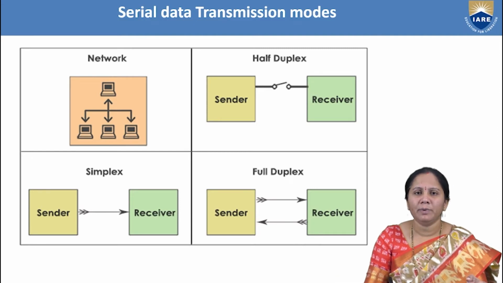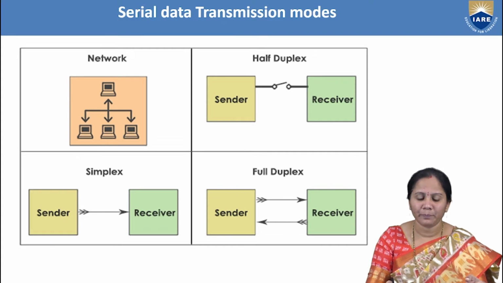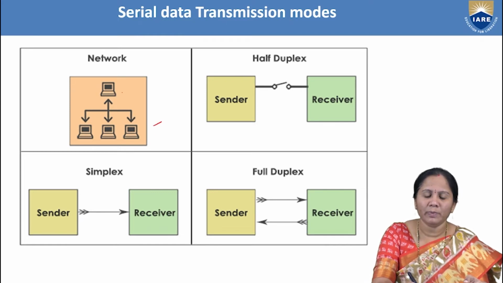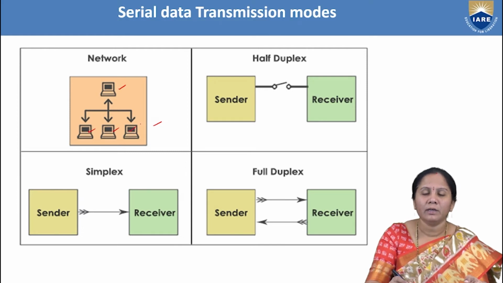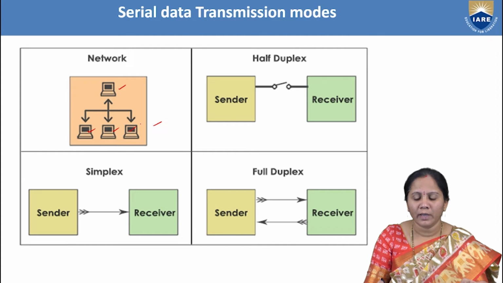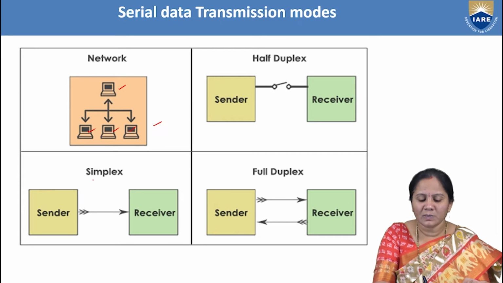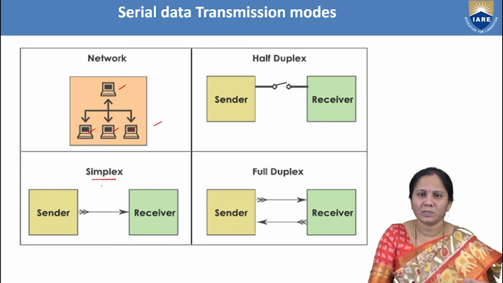So this is the basic diagram that shows how the transmission modes are classified. Now, if you consider here, this is a network, and if you want to make the communication between this computer and other computers, any of the transmission modes can be preferred. Now, if the transmission type is simplex transmission, that is the basic transmission mode.